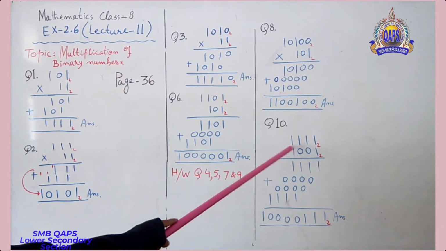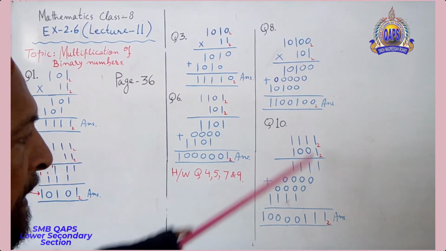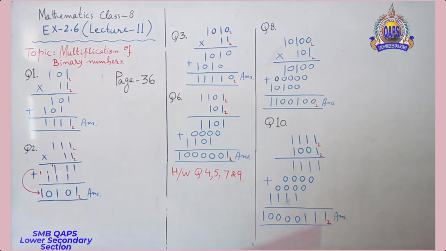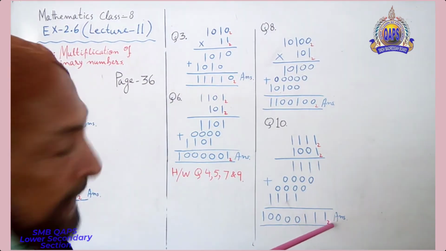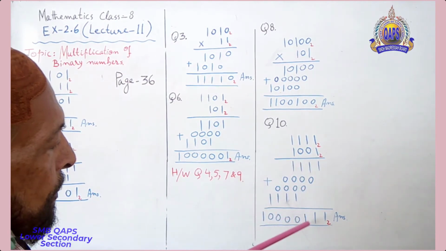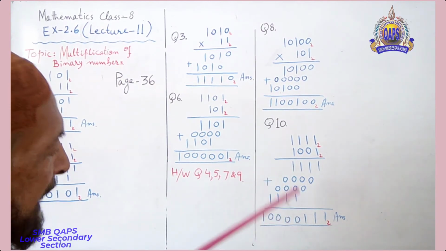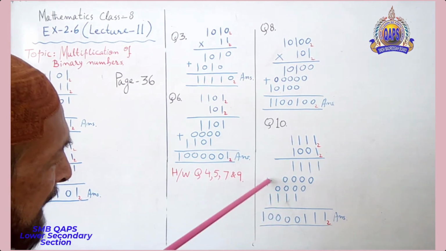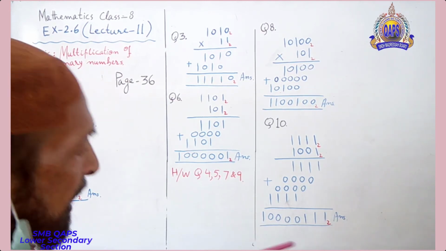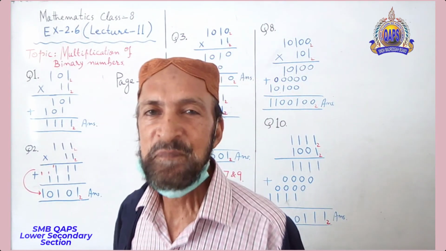And now the 4 digits multiply by 1. 1 ones are 1. So they will all be 1. Now add them. 1. It will come over here. 1 plus 0, 1. 1 plus 0 plus 0, 1. 1 plus 1, 0, carry 1. 1 plus 1, 0, carry 1. 1 plus 1, 0, carry 1. 1 plus 1, 0, carry 1. That will come over here. This is the answer. Check the answer from your book.